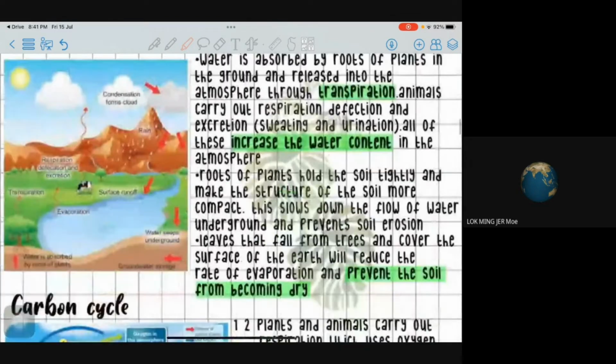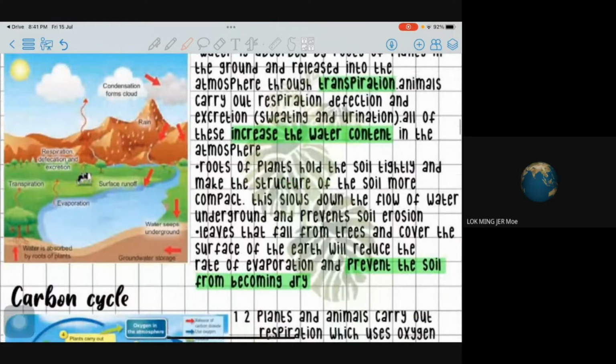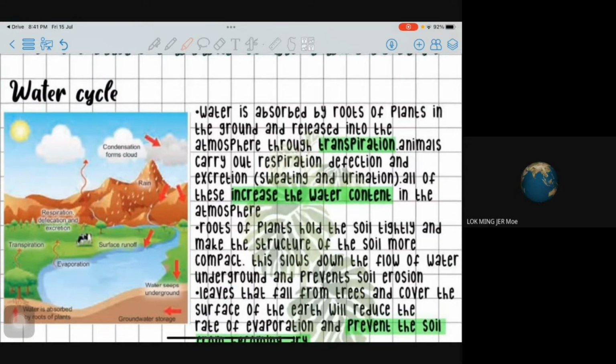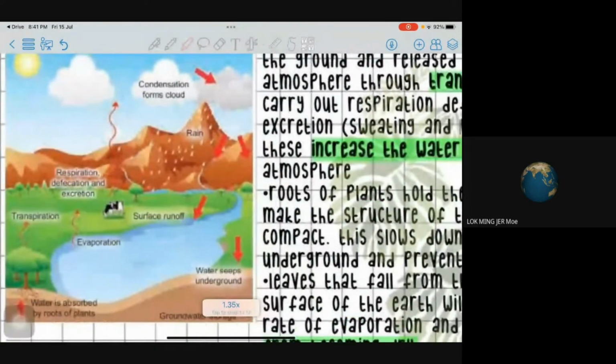All of this increases the water content in the atmosphere. The roots of plants hold the soil tightly and make the structure of the soil more compact. This slows down the flow of water underground and prevents soil erosion. Leaves that fall from trees and cover the surface of the earth reduce the rate of evaporation and prevent the soil from becoming dry. So this is the function of all the living things for water.